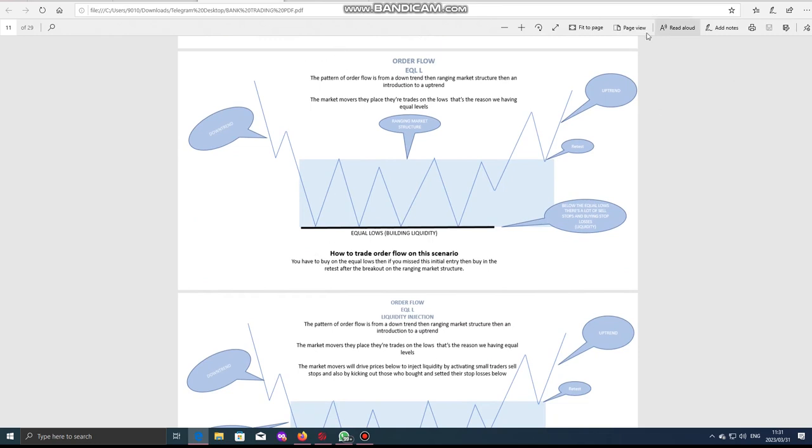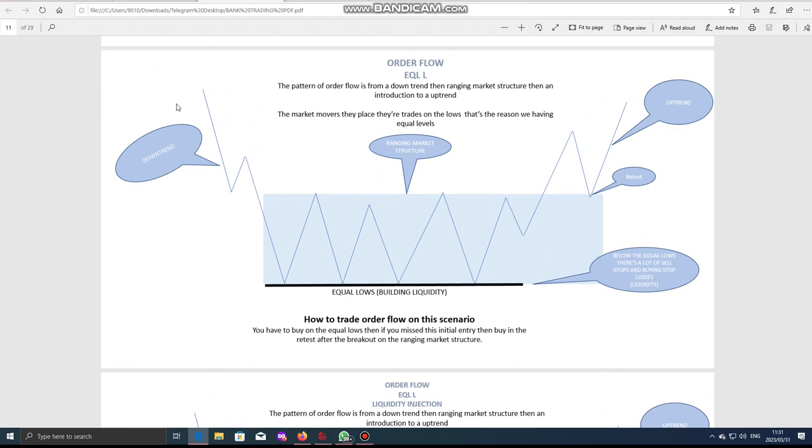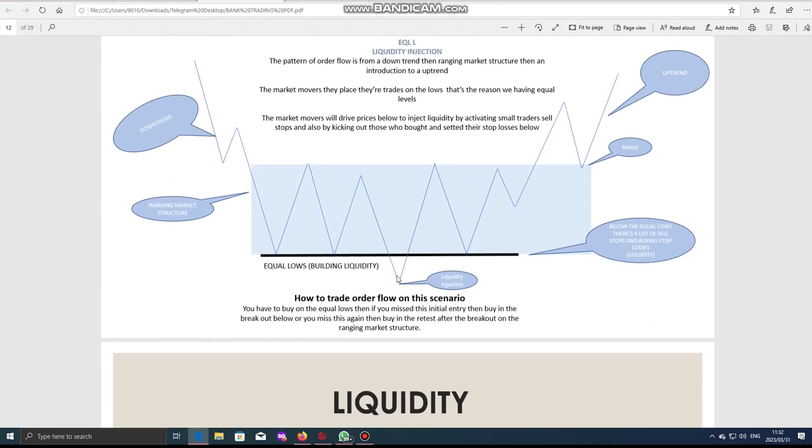Yesterday we discussed that before the market changes the trend, it comes from a downtrend, then it starts arranging or consolidating. Then from there, it builds an uptrend. During this consolidation, you can see there are two ways. It can consolidate creating equal lows, which is building liquidity. But sometimes it might create something we call a liquidity injection.